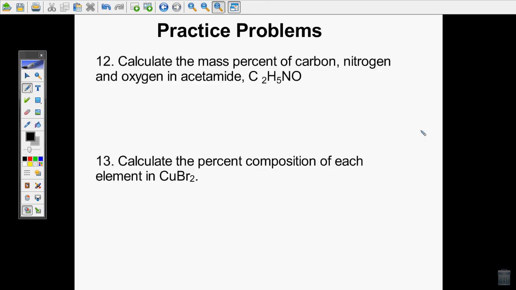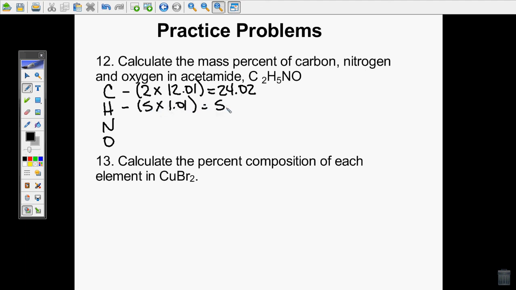All right, calculate the mass percent of carbon, hydrogen, nitrogen, oxygen in acetamide. So I have carbon, hydrogen, nitrogen, and oxygen. So I have 2 carbons, so that gives me 24.02. I have 5 hydrogens, 5.05. I have 1 nitrogen, and I have 1 oxygen. Alright, so when I add all those up, I get 59.08.